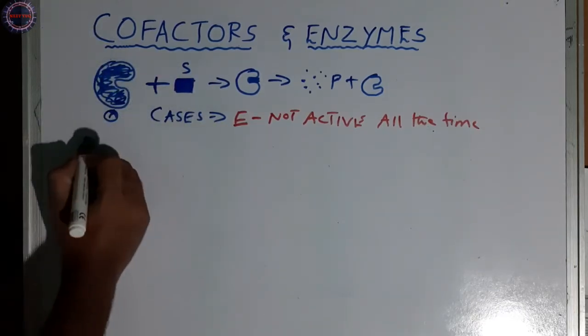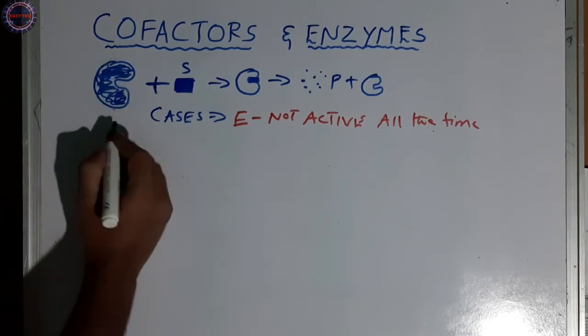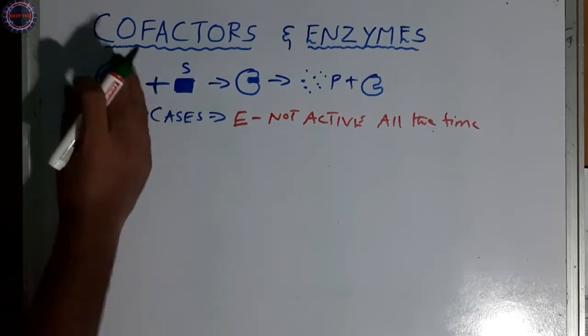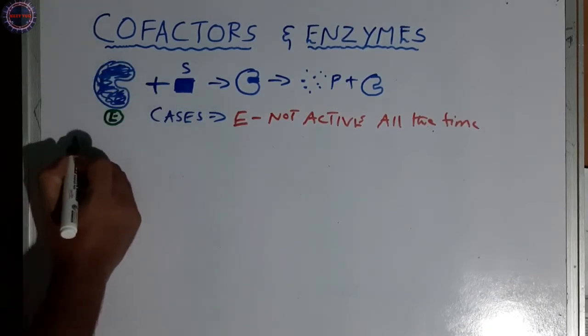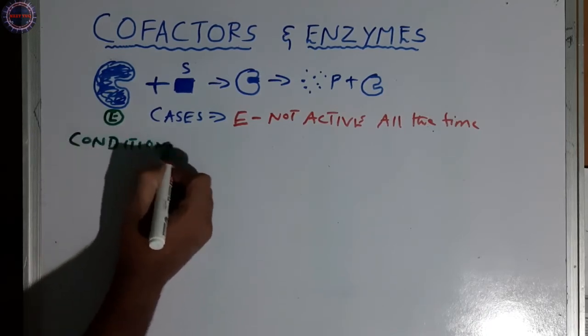Let me just provide some conditions to this particular enzyme. Let us give a name to this enzyme. We will name it as E itself. So this enzyme is called E. So I'm going to provide certain conditions to this enzyme now.